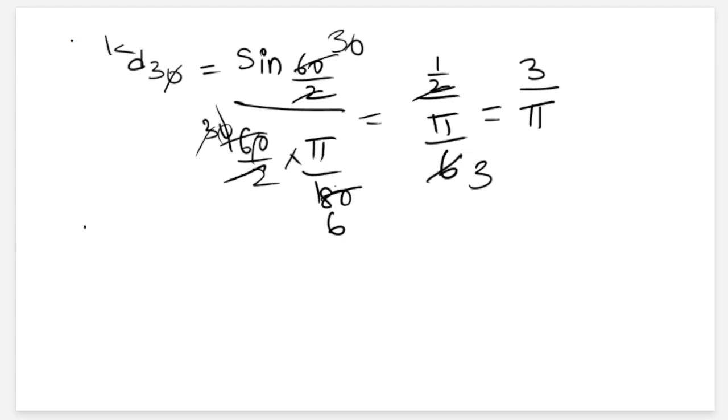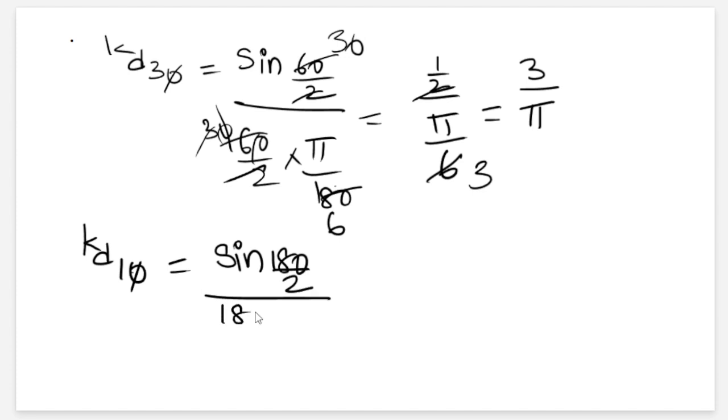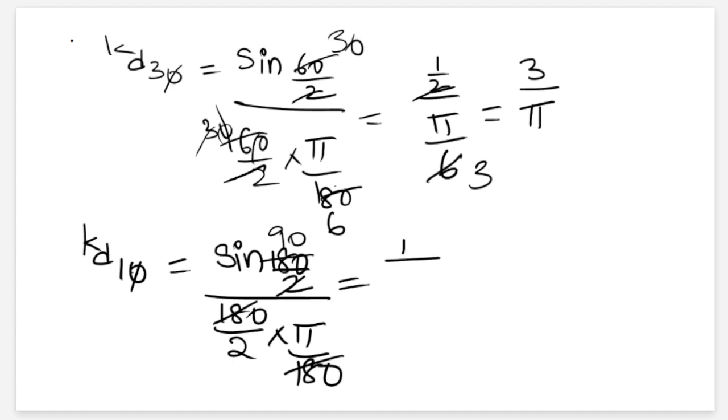Next we get 3 by pi. Again, we calculate the KD value for the single phase system. KD of a single phase system is equal to sine 180 by 2 divided by 180 by 2 into pi by 180. 2 ones are 2, 90s are 90, and here 180 and 180 get cancelled out. Sine 90 is equal to 1 by pi by 2. We rewrite it as 2 by pi.